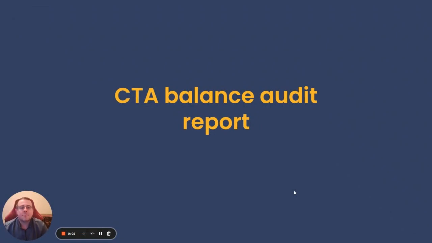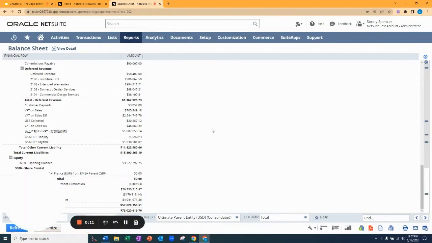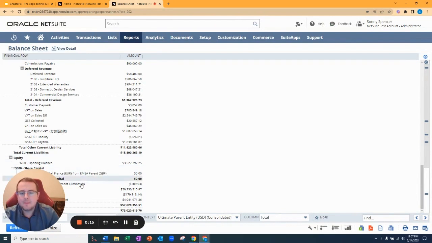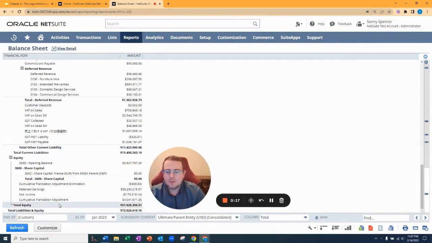Okay, let's go ahead and review the CTA balance audit report. Let's jump into NetSuite to take a closer look. First, let's navigate to our consolidated balance sheet in NetSuite. What we're going to do is scroll down to our equity section and reference the CTA balance at the bottom. We can see here the balance is just over $4 million for the accounting period January 2023.